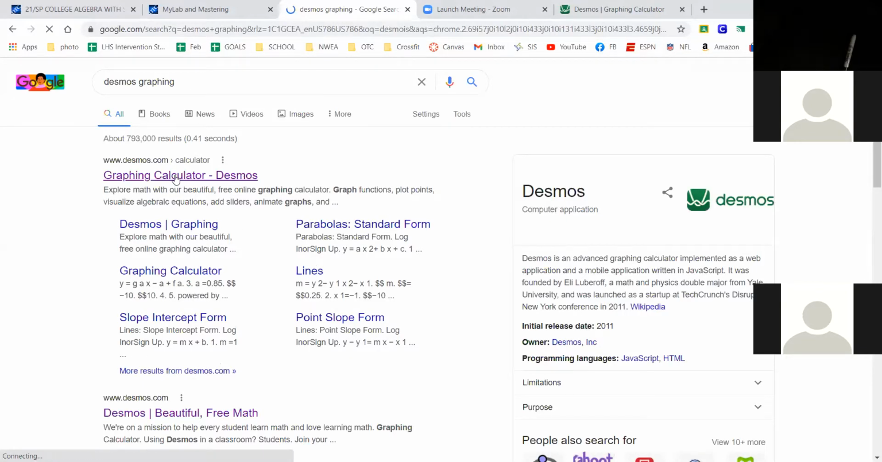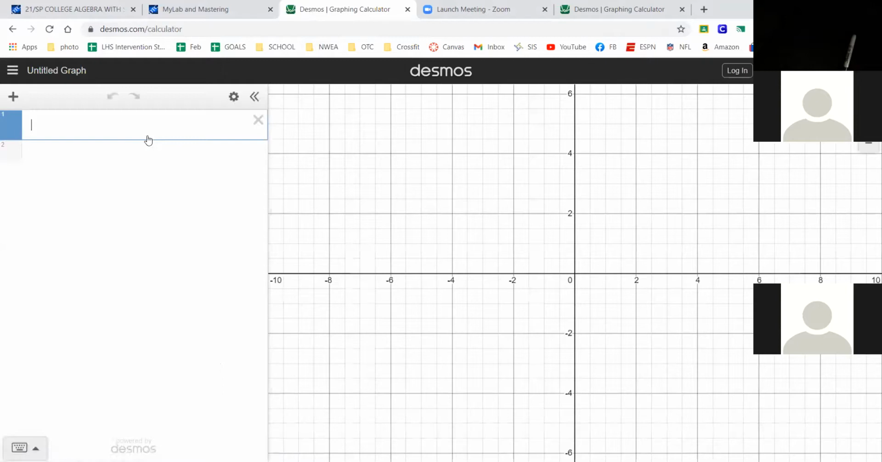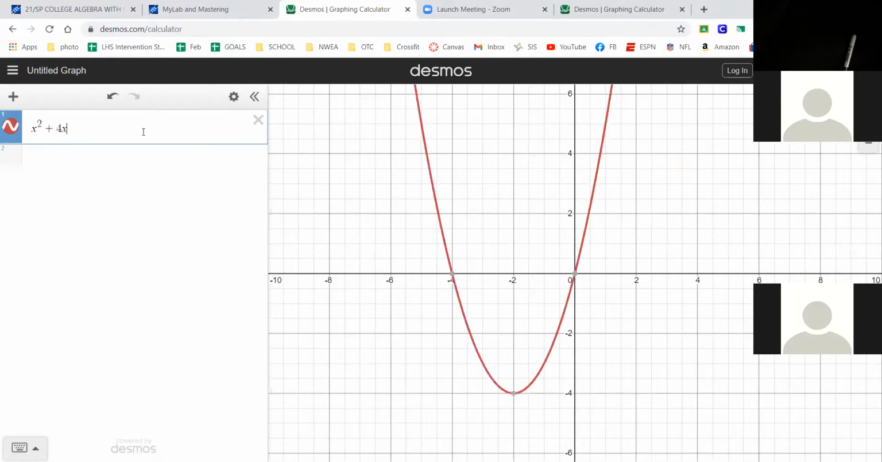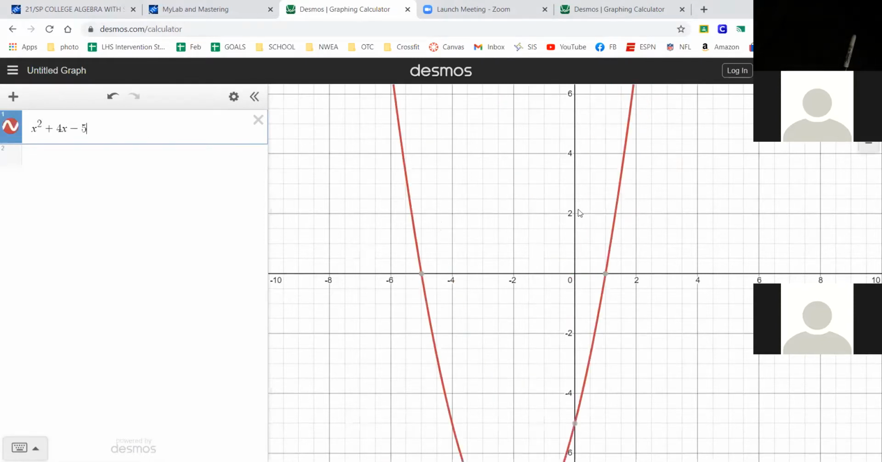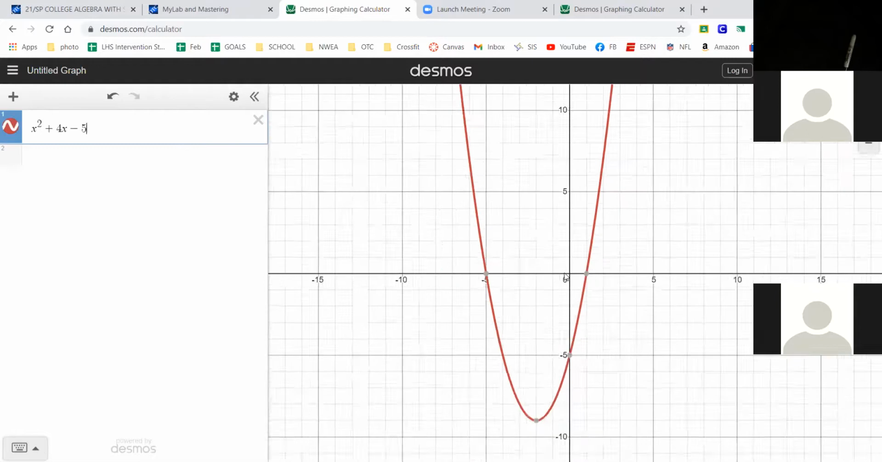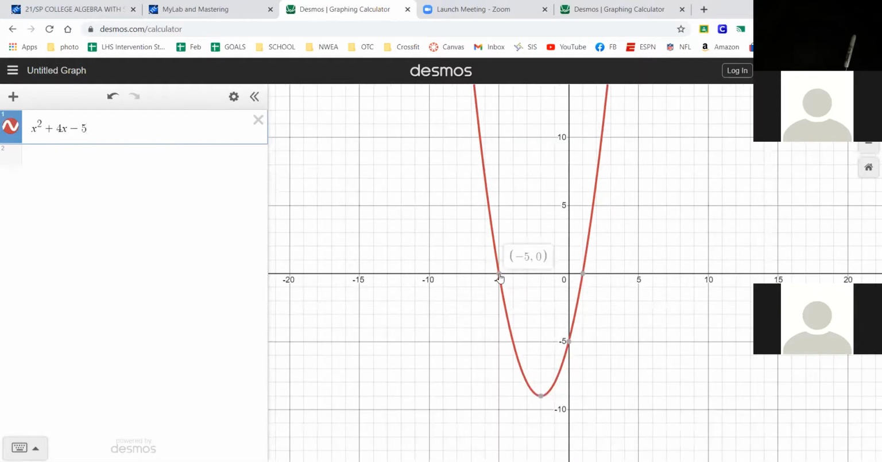All right, so if I go to Desmos, the last function we did was x squared plus 4x minus 5. And again, exact same graph. My zeros were at -5 and 1. If I want to check my y-intercept, it was here at 0, -5.